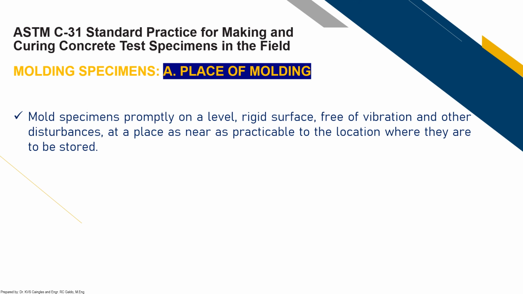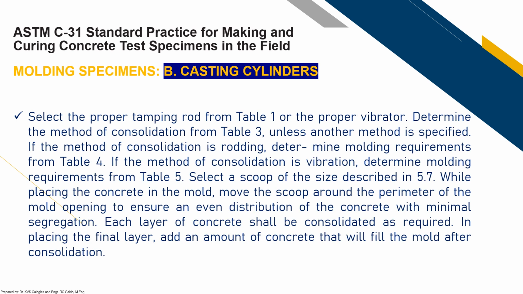Now we proceed to the molding of specimen. First is the place of molding. So it's really the same as ASTM C192. Your mold shall be placed on a surface or environment that is free from vibration and also disturbances, in general. Now, after you have placed your mold in a place that will not be disturbed, you are now ready to cast your cylinder samples or to make your concrete cylinder samples.